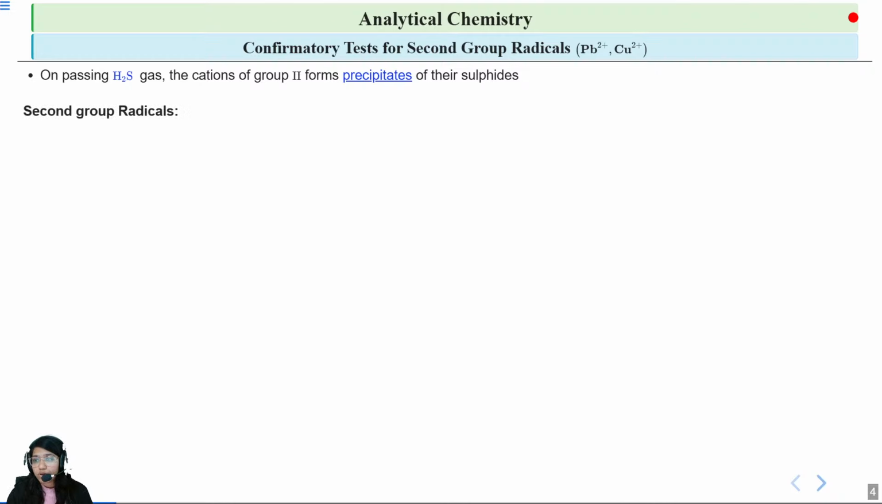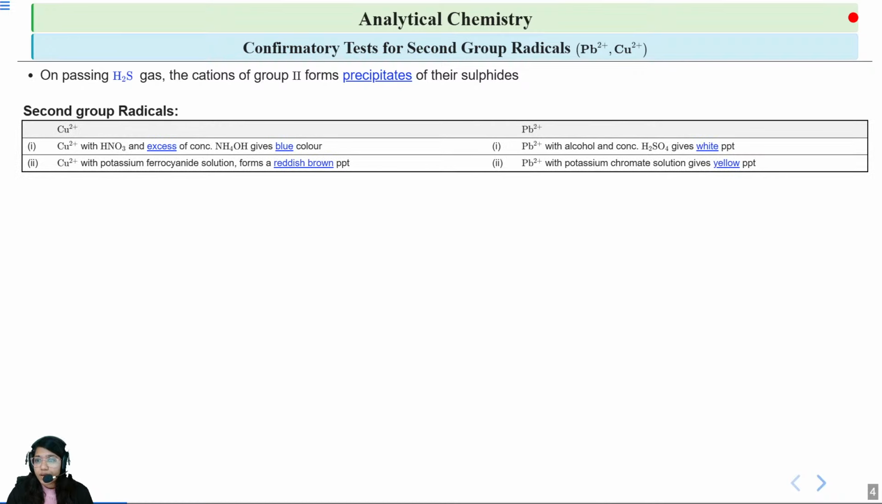So let's see how are we going to identify second group radicals. Here are the methods of identification of copper 2+ and Pb2+. Cu2+ reacts with dilute HNO3 and excess conc NH4OH, that is ammonium hydroxide, to form a deep blue solution due to the formation of the complex ion [Cu(NH3)4]2+. So copper ions react with nitric acid and excess of conc NH4OH and it gives blue color. And this blue color is due to the formation of which complex ion? [Cu(NH3)4]2+.